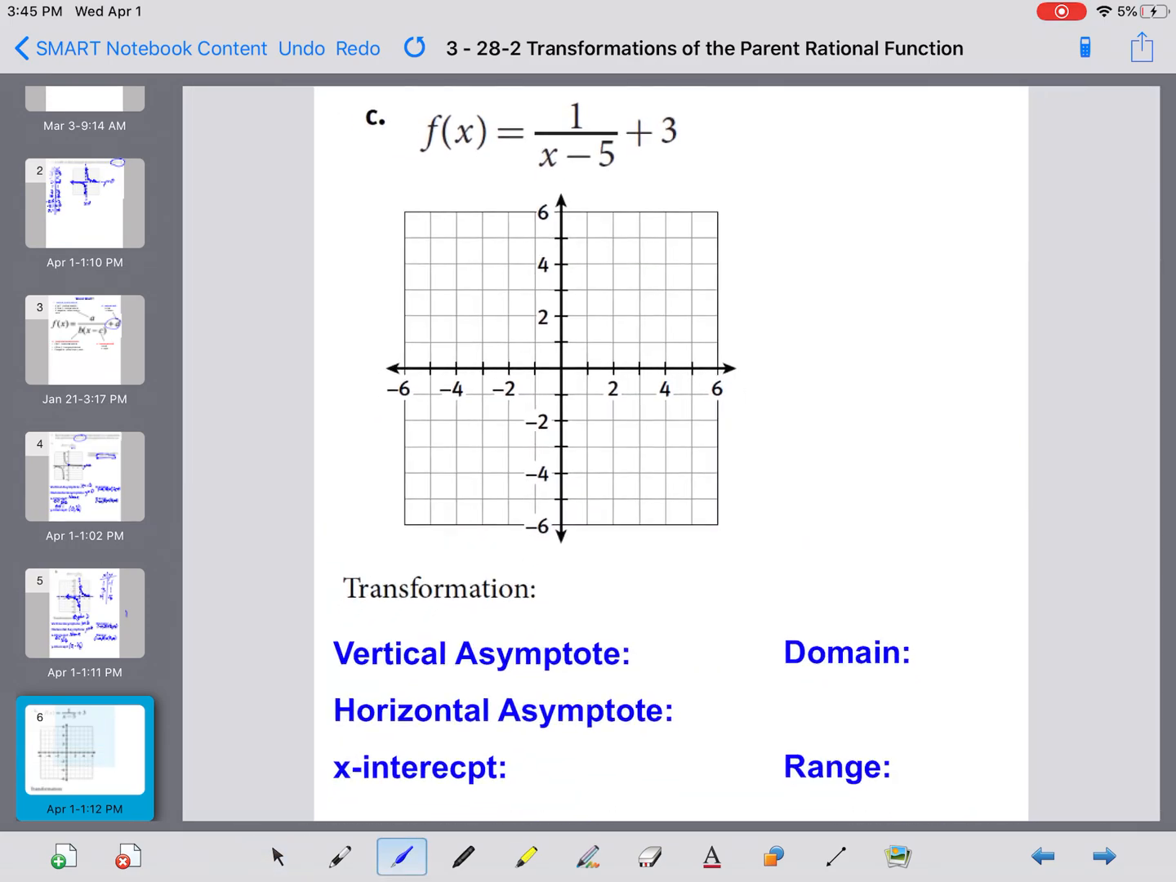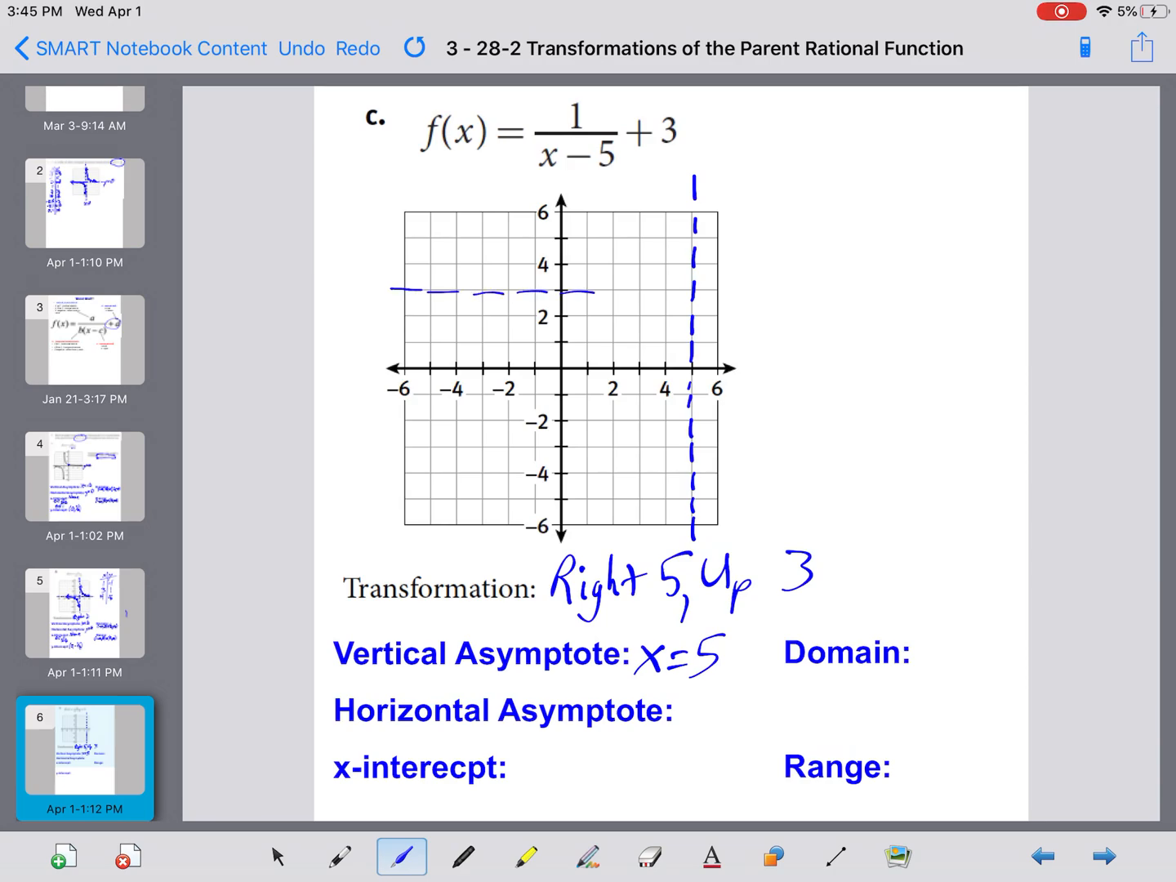This actually has 2 transformations going on. This x minus 5 in the bottom is moving this thing right 5. The plus 3 out back is moving it up 3. The most important thing that does right now is it gives me my vertical asymptote and my horizontal asymptote. So my right 5 takes my vertical asymptote that started at x equals 0 to x equals 5. Up 3 takes me here, which gives me a horizontal asymptote at y equals 3. All right, so nothing new there.